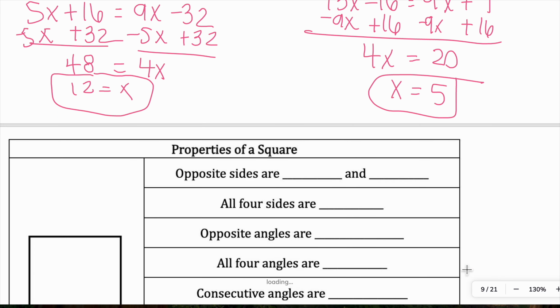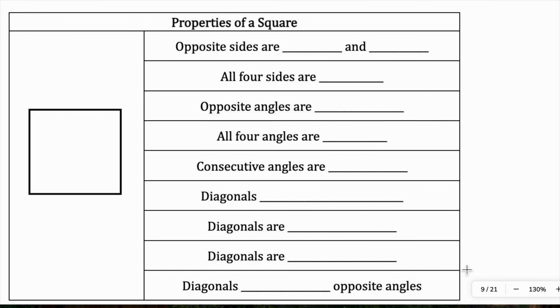Next part is properties of a square. So this is when you're going to still have repeating things of a parallelogram. Opposite sides are parallel and congruent. All 4 sides are congruent. Opposite angles are going to be congruent, and all 4 angles are going to be 90 degrees. Your consecutive angles will still be supplementary.